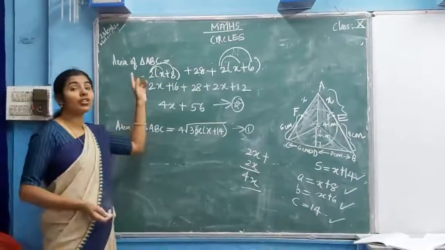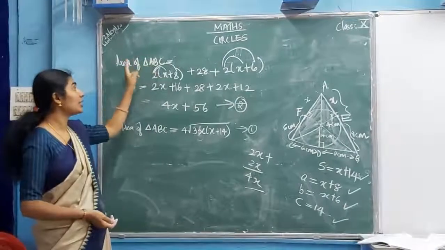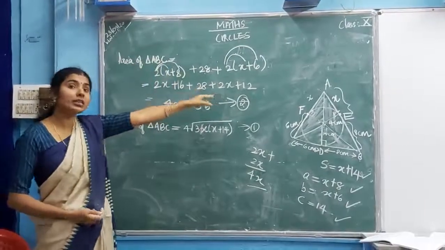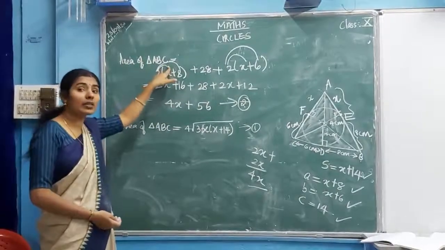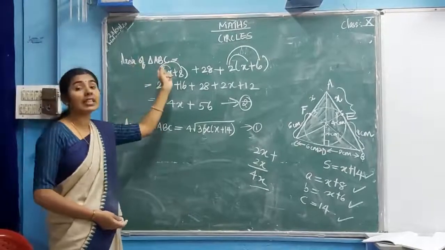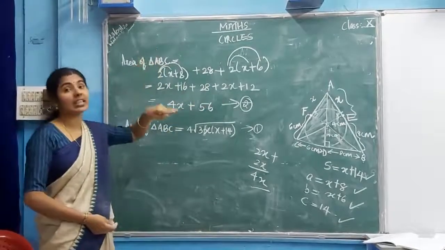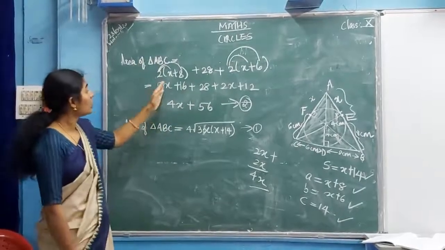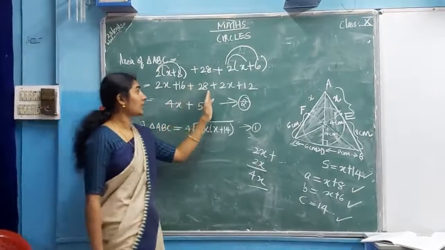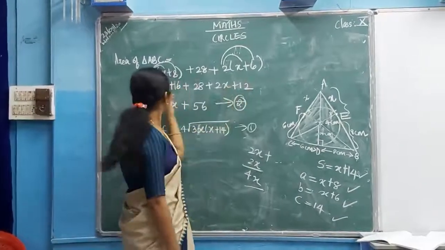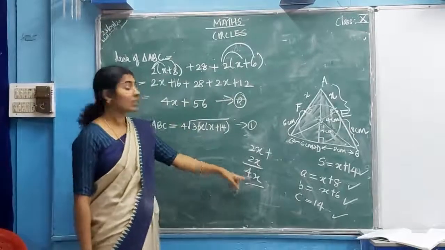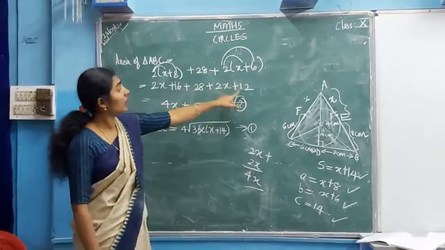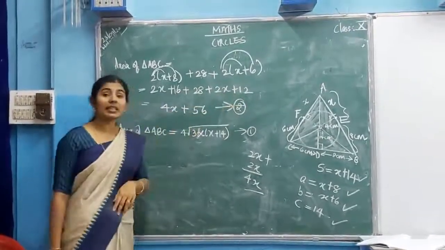Now we see, triangle ABC is the combination of 3 triangles. So the area of that triangle is also the sum of the 3 areas of those 3 triangles. So what will you get? 2x plus 16 plus 28 plus 2x plus 12. 2x plus 2x is 4x. 16 plus 28 plus 12, that is 56.